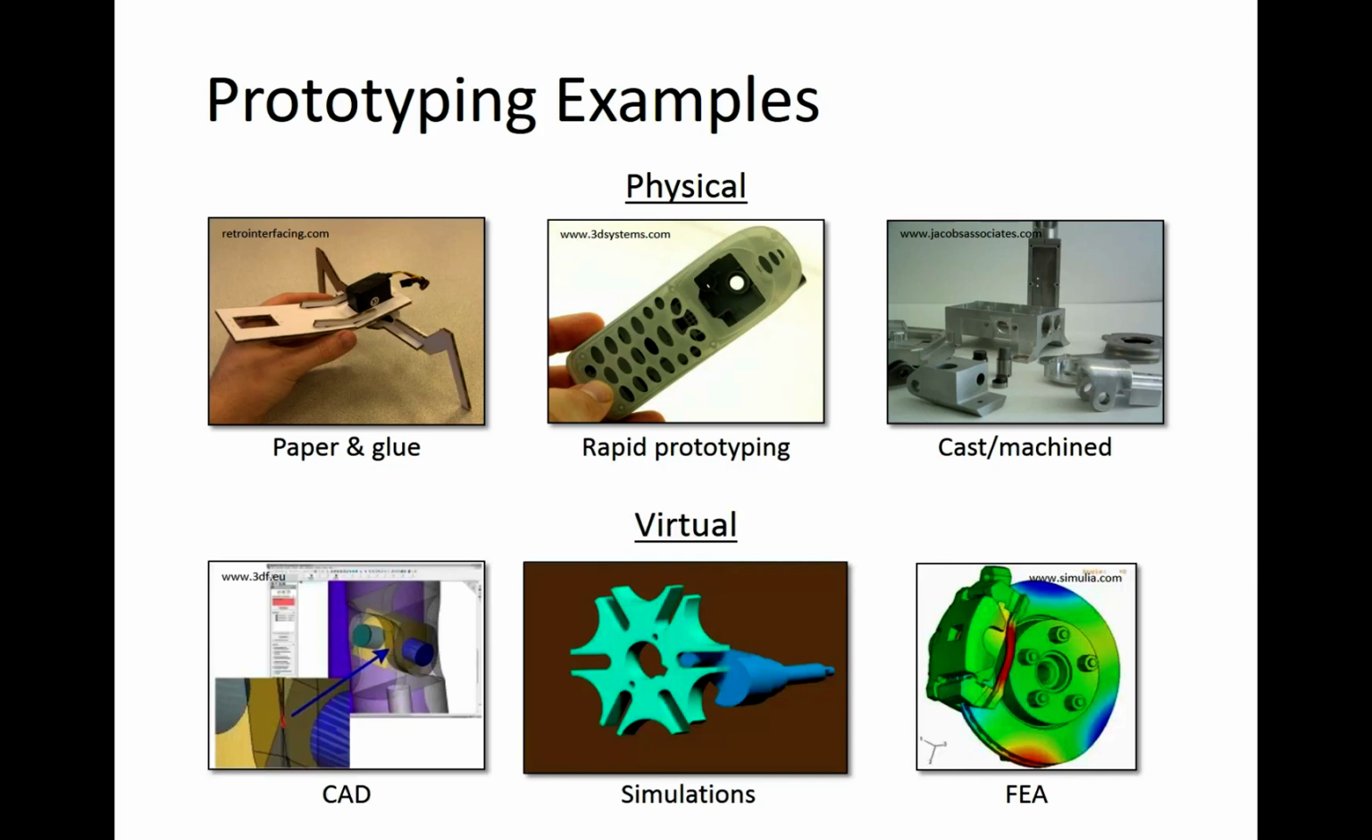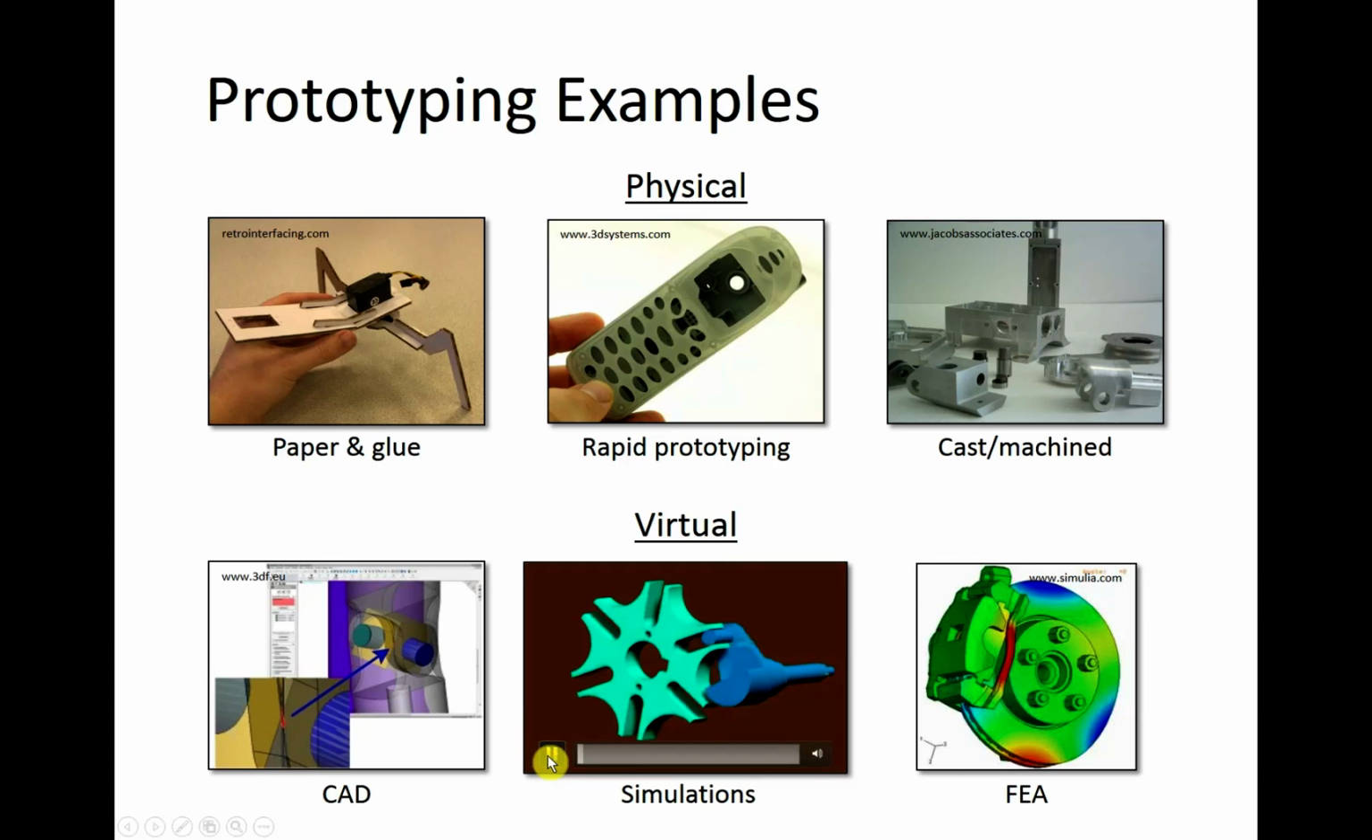Prototyping can also be done using computers. For example, CAD software can be used to check for interferences between components in an assembly. Simulations, like this one, can provide information about the kinematics of a mechanism. And more advanced computational techniques, such as finite element analysis, can provide estimates of mechanical stress and deformation for a part before it has been created.